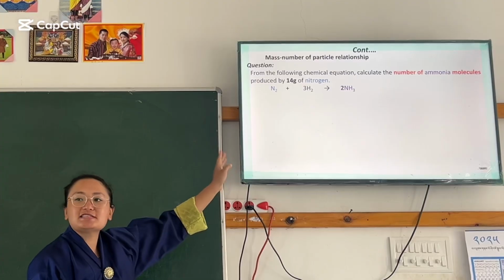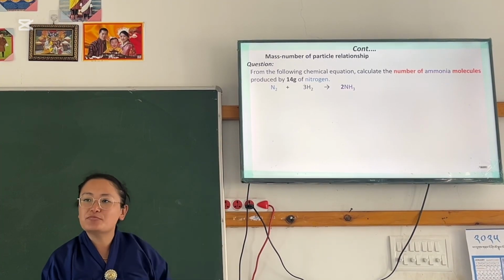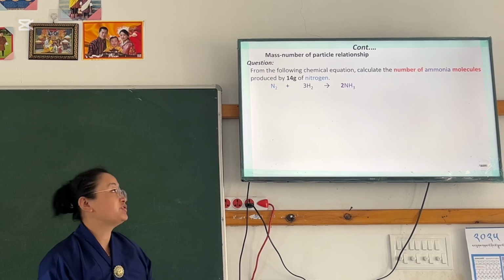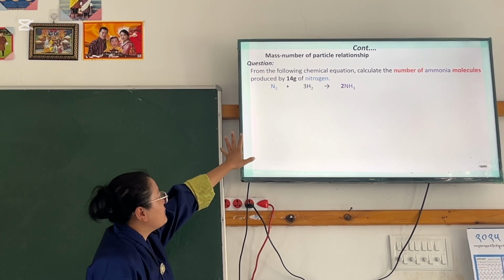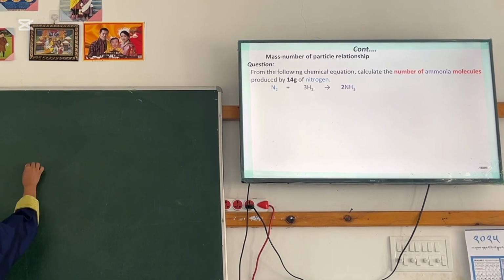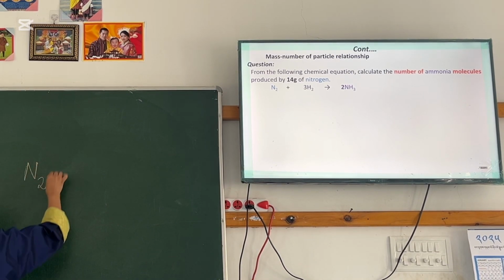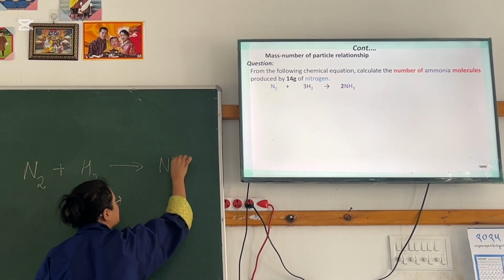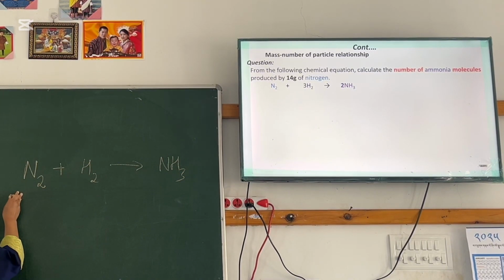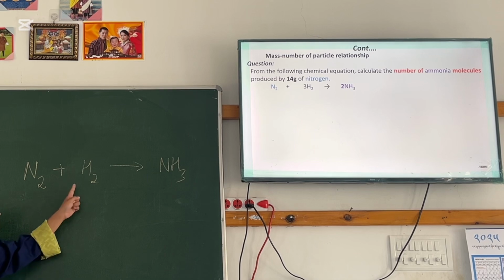You have to understand what you mean by mass to number of particles. Okay. Now let us look at this one. Chemical equation. The following chemical equation is given. Ammonia is produced. So nitrogen plus hydrogen gives us ammonia. Is it a balanced chemical equation in my case?